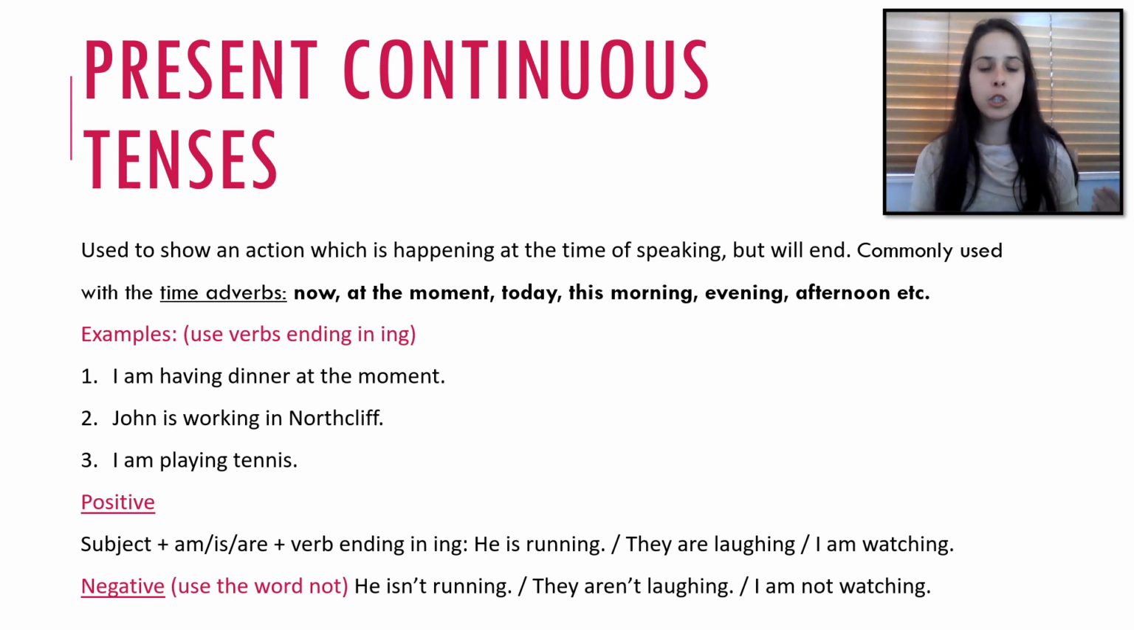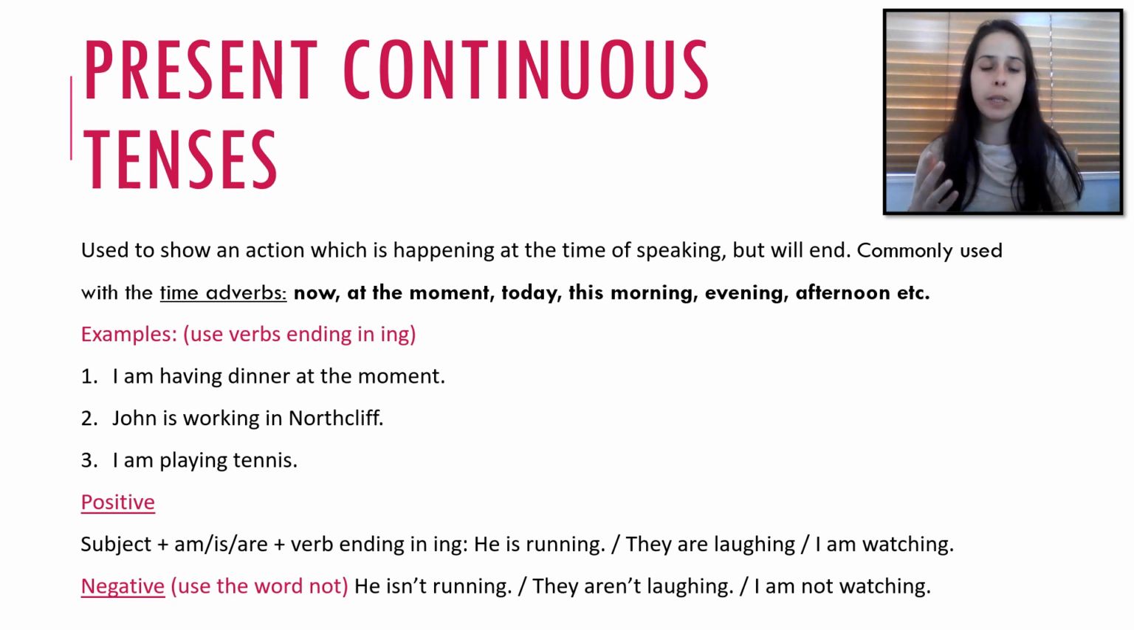If we look at a sentence structure, you would have your subject, and then you can use the auxiliary verbs am, is, or are. You can see I've used those in the sentences above. And then you've got your verb ending in ing. So he is running, they are laughing, I am watching. Your negative obviously would be adding not. He isn't running, they aren't laughing, I am not watching. Okay, so that's your present continuous tense.